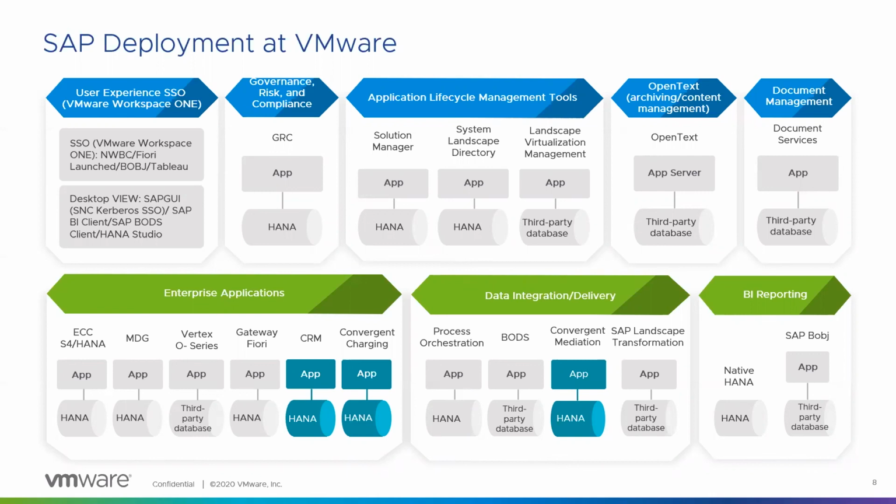OpenText is our archiving solution. We mentioned earlier, we do use Solman a lot for monitoring. We also have Charm running on top of Solman, which manages code migration across the landscape. We also have native HANA, the finance team running the report against this native HANA. And there is more.